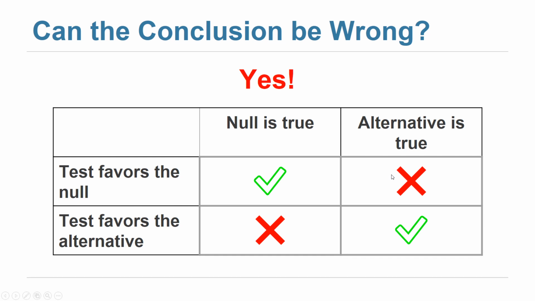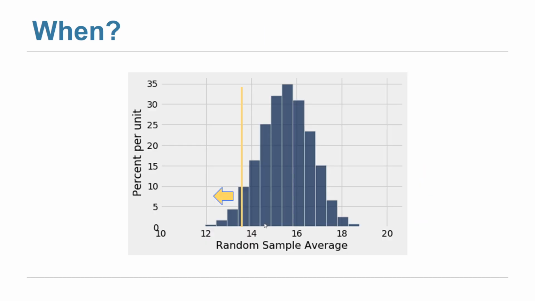Similarly, if the alternative is true but the test favored the null, then this is also a wrong decision. This one is out of the scope of the course. Let's check when we can have this case. In this case, the null hypothesis is true, but we favor the alternative. Let's see how or when we can do that.